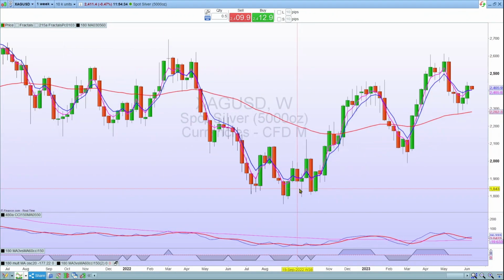On the weekly, first off, we've got a triple moving average on the price chart and a moving average on the CCI 150, and they're not aligned. So it was bullish during those last few weeks, but it's actually broken to a neutral positioning because they're not aligned in the last few weeks as well, a couple of weeks more recently.